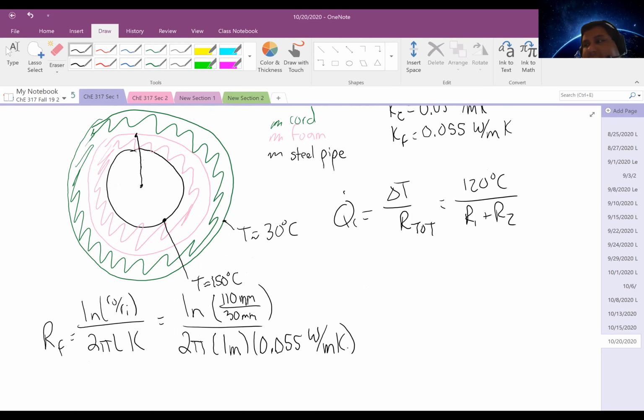So if we run this calculation, let's see what we get. Oh, excuse me, that shouldn't be 110. Nobody caught on to that. That should be 30 plus 50, or 80.